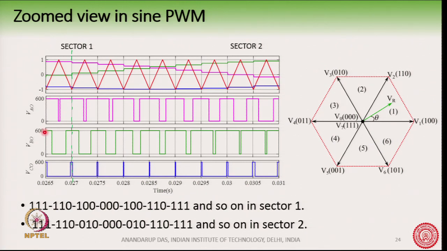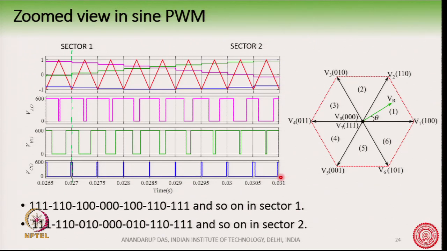Similarly, VBO is high up to the point here, and then it goes low during this region as shown here, and then again it goes high like this. And VCO, you can see that it is low throughout this period and is high for the rest of the period. You can follow the pattern throughout.